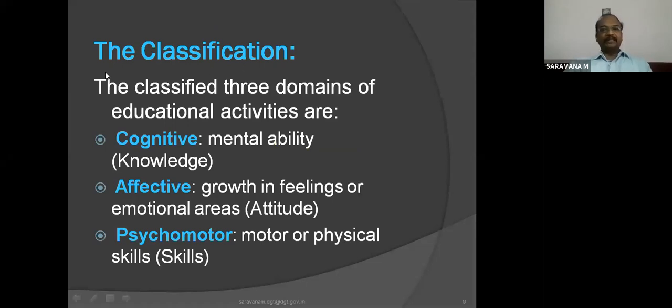The classified 3 domains of educational activities are: first, cognitive domain, second, affective domain, and the third one is psychomotor domain. So cognitive domain is mental ability that is related to knowledge. The affective domain is growth in feelings or emotional areas, that is attitude, and the psychomotor domain is motor or physical skill, that is skill.